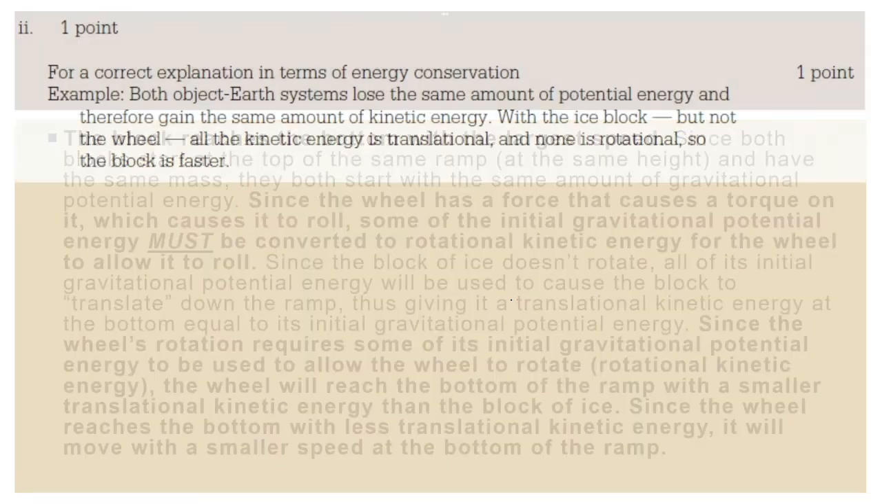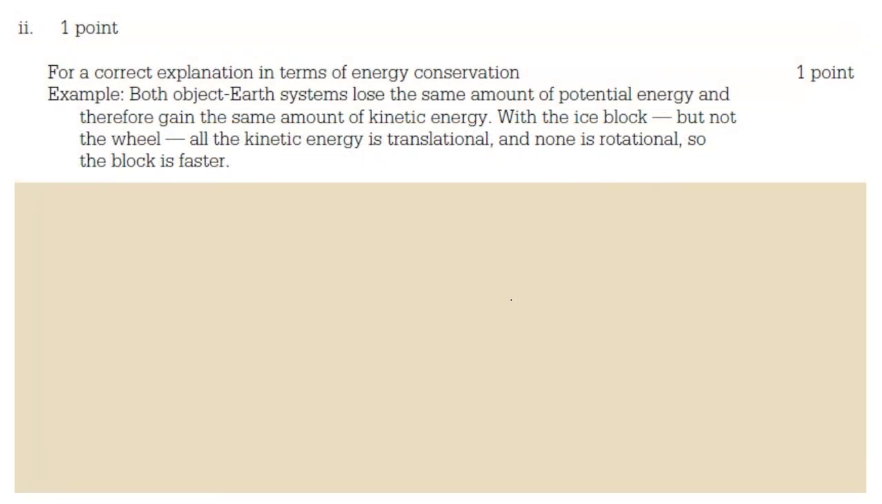All right, looking at the scoring guide here, same thing. It was a 1-point question only. And it says for a correct explanation in terms of energy conservation. Very vague again. Their example was both object Earth systems lose the same amount of potential energy and therefore gain the same amount of kinetic energy. That is a fact. That is usually a thing that is confusing to people too. They do gain the same amount of kinetic energy. The difference is the distribution in terms of translational and rotational kinetic energy.